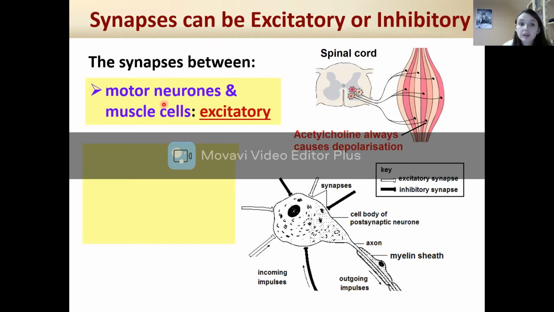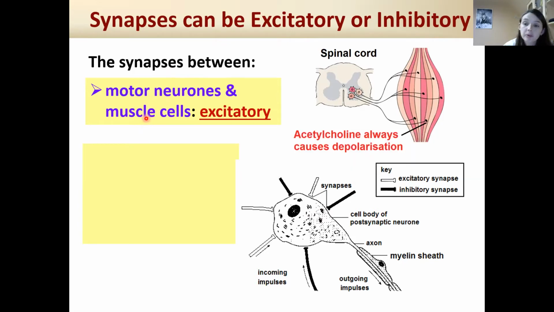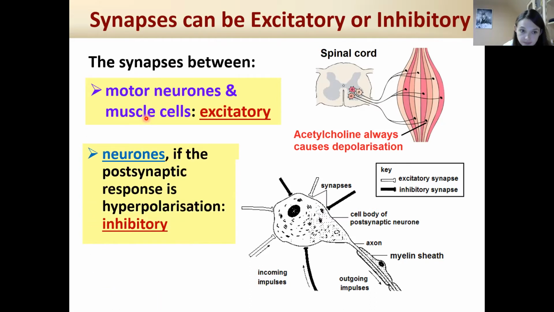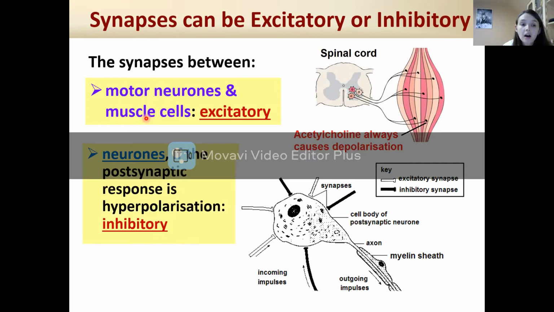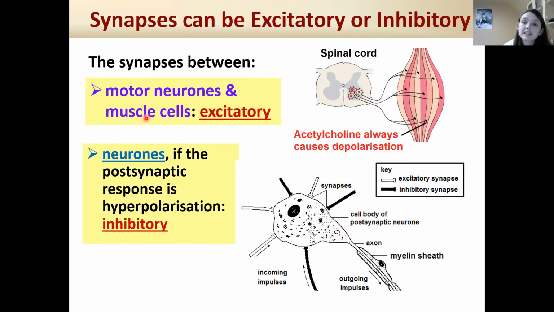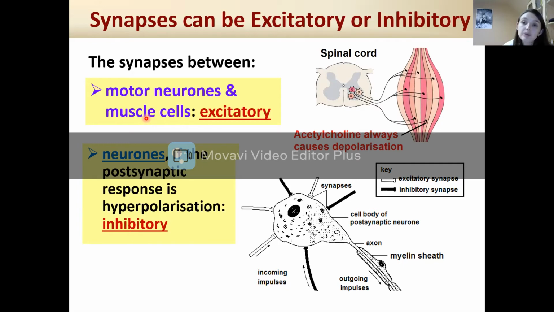Mostly the synapses between motor neurons and muscle cells are excitatory, and they are responsible for contraction of the muscles. But nevertheless, we are going to talk also about the inhibitory synapses. Between the motor neurons and neurons, if the postsynaptic response is hyperpolarization, we are going to receive the inhibitory effect, which means the nerve impulse will not be transmitted.